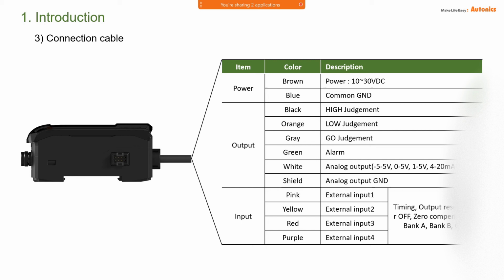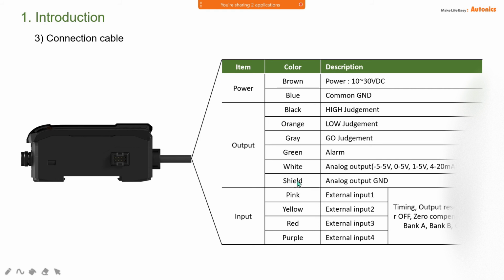For the connector cable, we have three parts: power, output, and input. For the power, the wires are brown and blue. The power supply is 10 to 30 VDC, and the blue is the common ground. For the output, black is high judgment, orange is low judgment, gray is go judgment, and green is for alarm. You can connect a light to give an alarm if an alarm happens. The white wire is the analog output. You can transmit this reading to an HMI or PC to check the current process value, and you can do scaling from the BD process value.